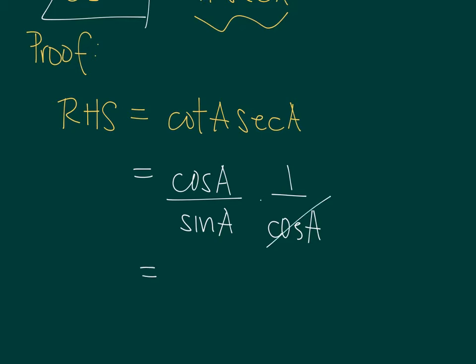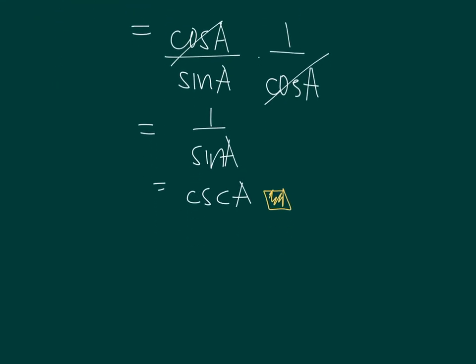Cancel. Okay, cancel. So 1 over sine. There. 1 over sin A is cosecant A. And that shaded square sign means the end of the proof. It's a box, it's not even complete shading. It means the end of the proof. Okay, next.